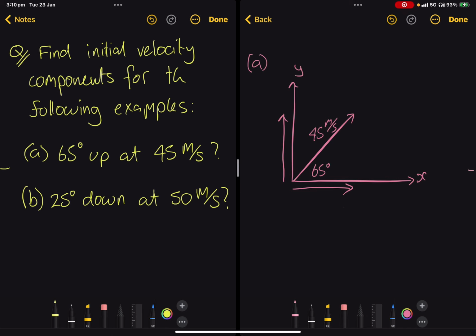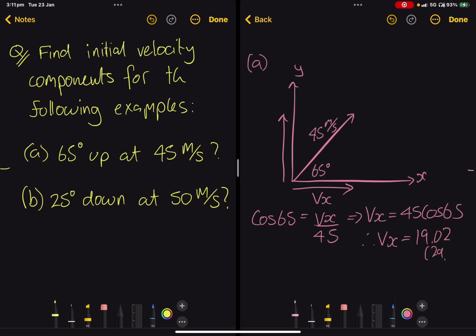So to find the velocity in x, we'll use cosine. Cosine 65 is equal to velocity in x over 45. This implies velocity in x is 45 times cosine 65. Now we just want decimal approximations for these because this is just introductory physics. So this is 19.02 to 2 decimal places, and this is meters per second.